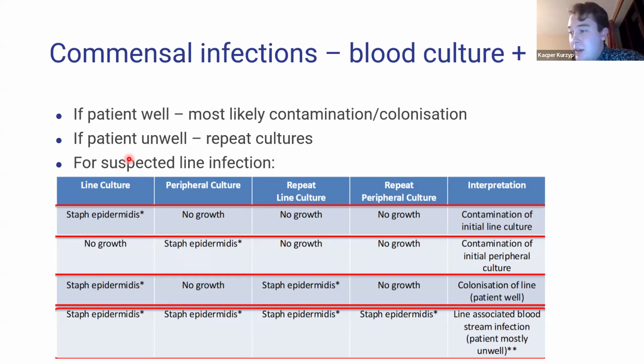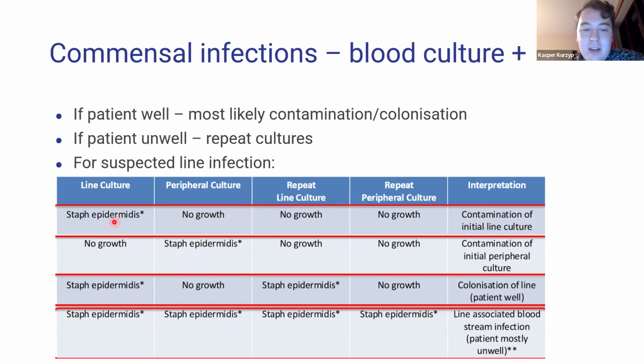They have lines, and essentially they are passing high glucose solution through those lines every day. It's not surprising that those lines get infected, and there will always be at least a few of them on the ward. If you are suspecting a line infection and you grow staph epidermidis, which indeed is the most common thing you will grow in those patients, you want to do paired cultures.